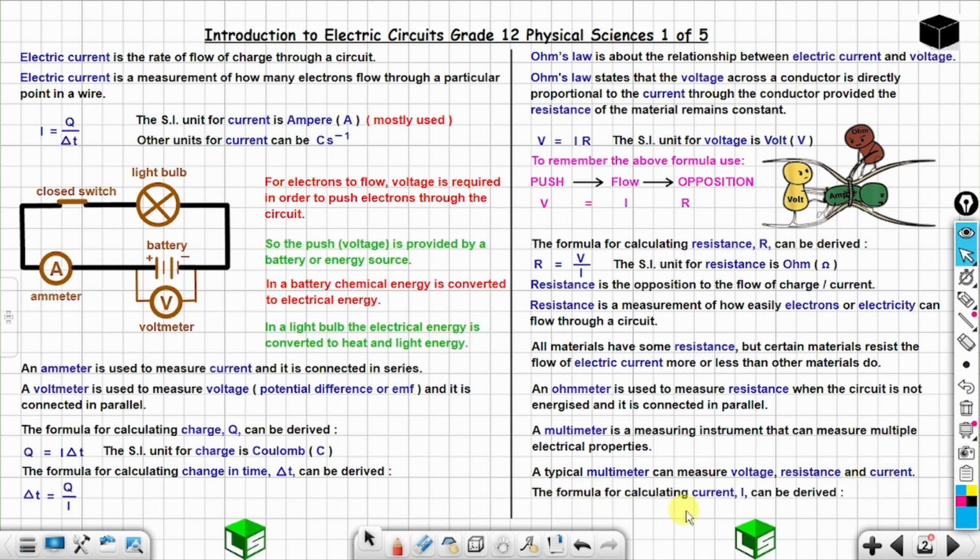The formula for calculating current can be derived. From this or from this, we can derive the formula for current. To have current, you can divide by resistance on both sides. When you divide by resistance on the right, you are going to have current, and when you divide by resistance on the left, you are going to have voltage over the resistance. Again, the unit is still ampere.